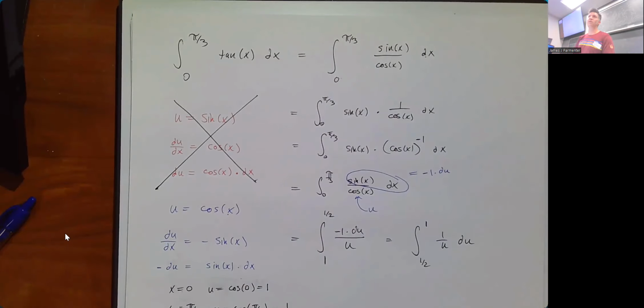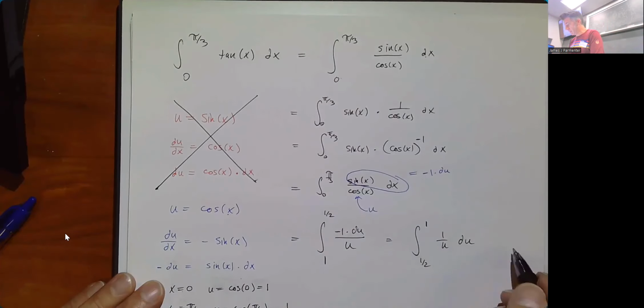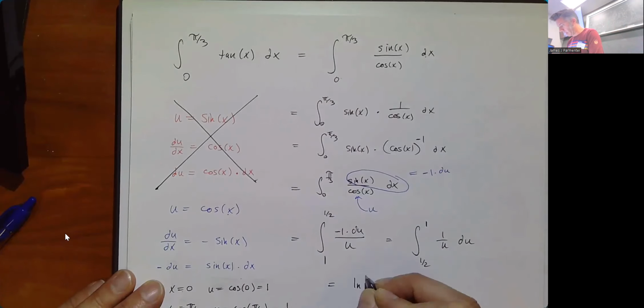You don't have to do that. You could totally just integrate it as is and plug them in the wrong way and still get the same answer. It just looks nicer if we do it this way. I don't want to write negative natural log of u and then plug in 1/2 first and 1 second. I would rather write this and get the natural log of the absolute value of u evaluated from 1/2 to 1, and then get the natural log of 1 minus the natural log of 1/2.